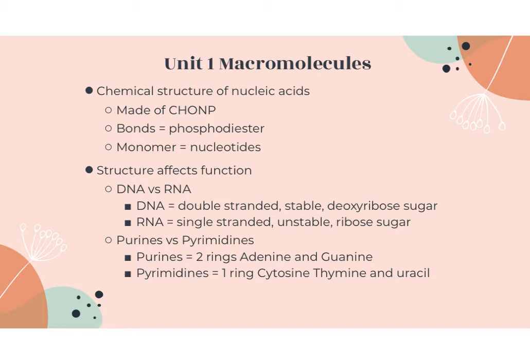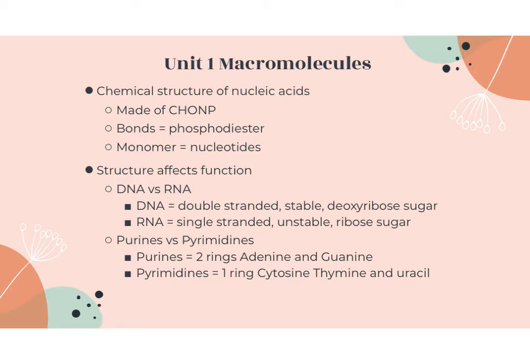So first of all, nucleic acids are made up of carbon, hydrogen, oxygen, nitrogen, and phosphorus. These elements are arranged to form the monomers, and the monomers are held together by phosphodiester bonds. Those monomers that are held together by the phosphodiester bonds are nucleotides. It's important that you know that nucleotides are made up of three parts. You have a phosphate group, a 5-carbon sugar, and a nitrogenous base.